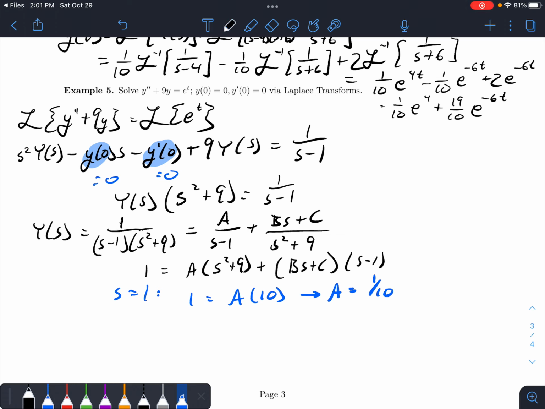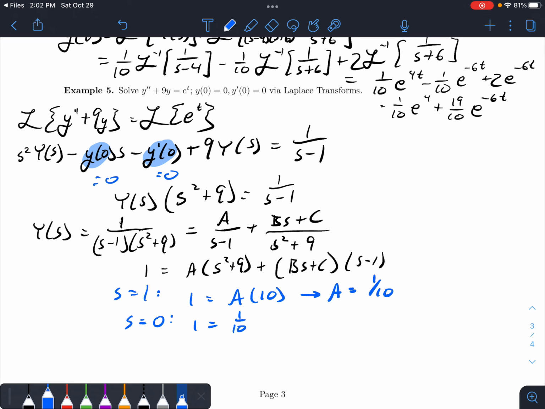Let's see, is there anything more I could do? I probably didn't need to do that. Whatever. Probably shouldn't have done that. I'm doing it differently from the way that I did it earlier. I'm just gonna plug in s equals 0 and see if that gives me anything. I have no idea if this is gonna work or not.